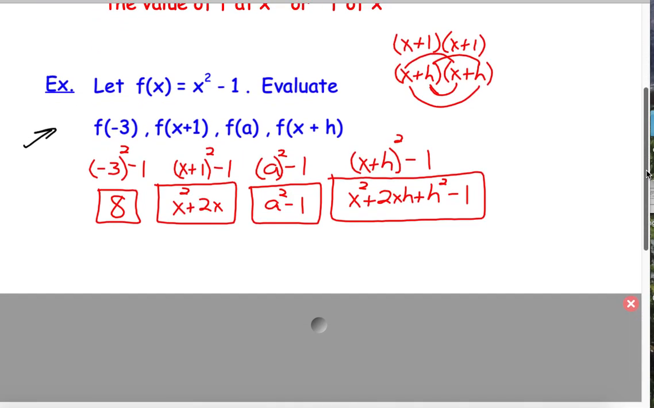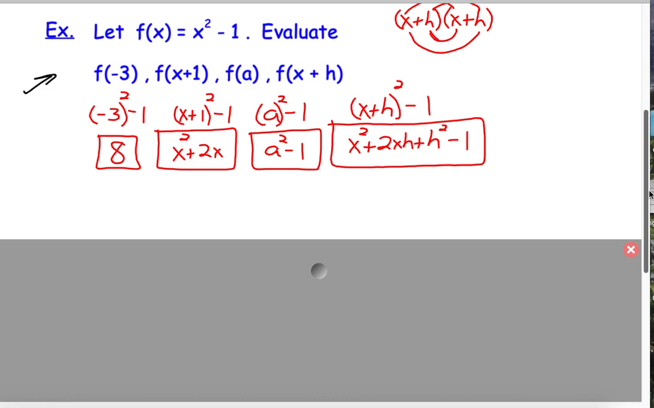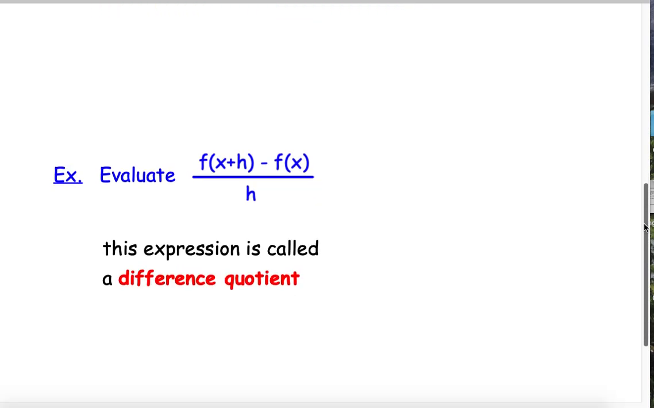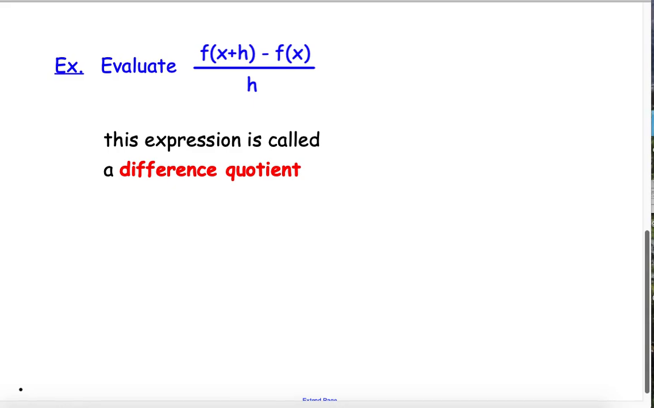All right, so evaluating functions. You have to think of your functions as a rule. It's defining a rule for you. Inputs and outputs. So what if I ask you to evaluate this expression for that function we were just looking at? Now let me write that down. That function was f of x equals x squared minus 1.